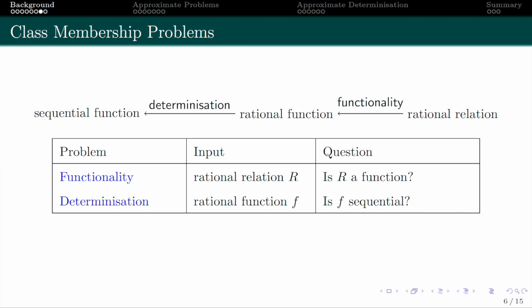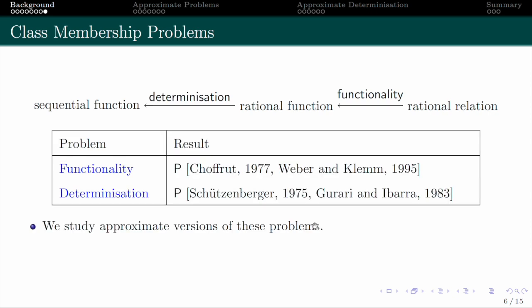In functionality, you are given a rational relation and you ask, is it a function? That is, for each input word, is there exactly one output word? And in determinization, you are given a rational function and you ask, is it sequential? That is, does there exist an input deterministic transducer that defines this function? Both are well studied in the literature and shown to be decidable in polynomial time.